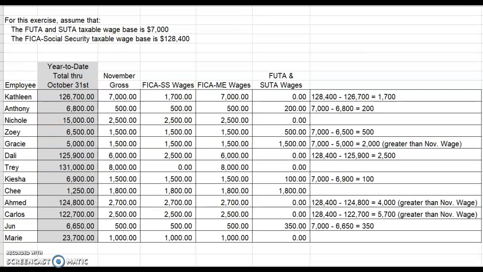In the next video, we'll calculate the employer's payroll tax expense for a simple payroll and write the related journal entry. See you next time.